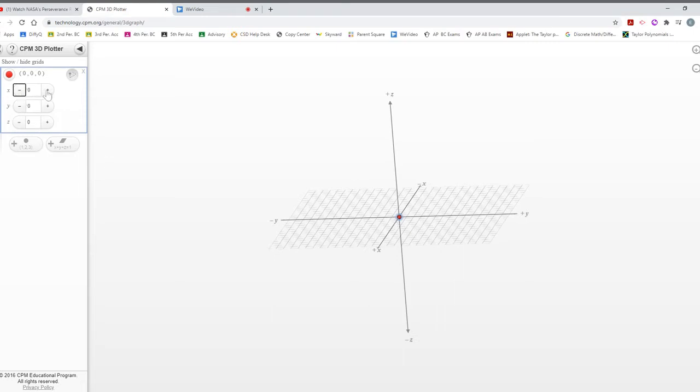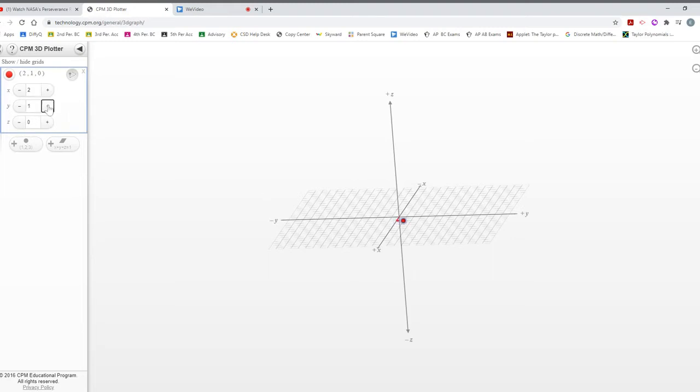Now, over here on the left, I'm going to increase the x value to equal 2, simply because that was the x coordinate of the point of our solution from warm-up 1. And so now the point is at 2. It lines up with 2 on the x-axis, still 0 on the y-axis, and 0 on the z-axis. So this would be the point 2, 0, 0.